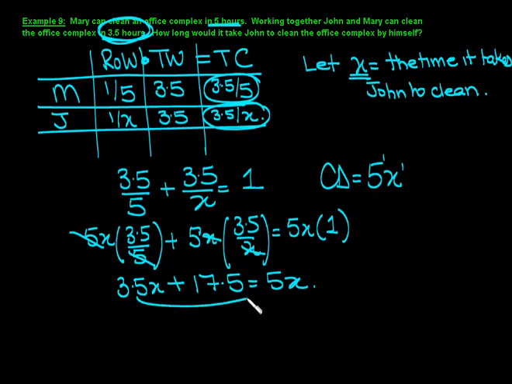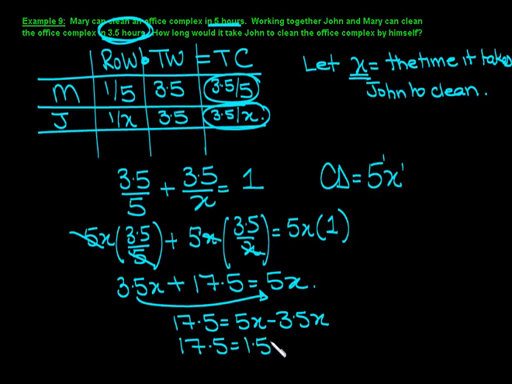Move x terms to one side, so I'll move it to the right. I'm sorry. 17.5 is equal to 5x minus 3.5x. So we get 17.5 is equal to 1.5x. So you get x is equal to 17.5 divided by 1.5. You divide both sides by 1.5. So you end up with 11.67 hours. Okay. So it would take John 11.67 hours to do the job alone.